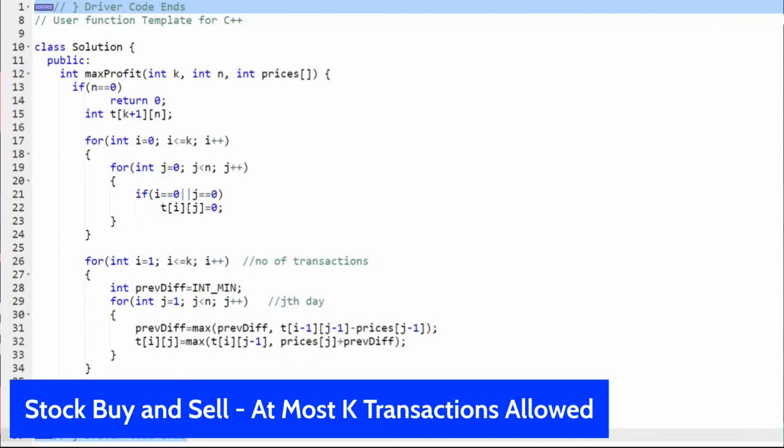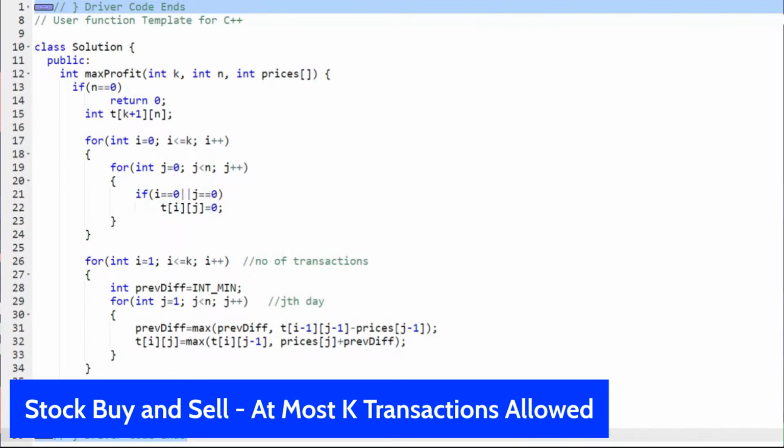See, 31, 32. Okay, what we are doing is, if you are selling a stock on the ith day, it means that you need to buy it on any of the 0 to i minus 1th day, right? Here we have used the variable j. So if you are selling a stock on the jth day, it means that you need to buy it on any of the 0 to j minus 1th day, right?